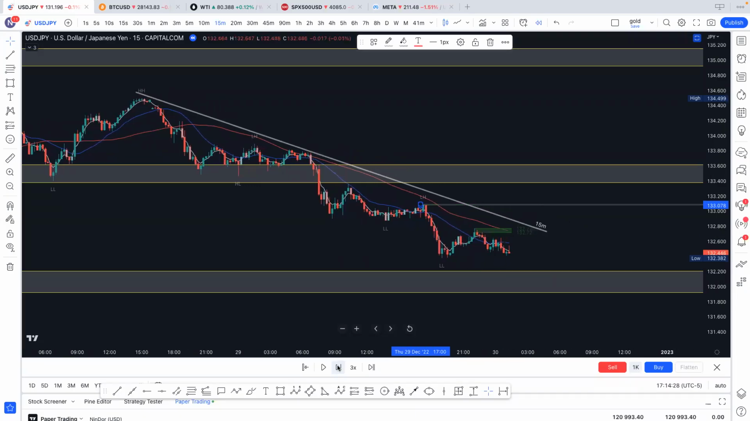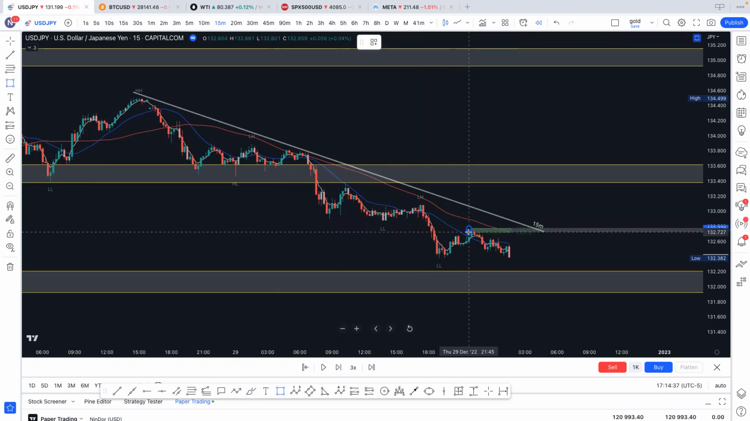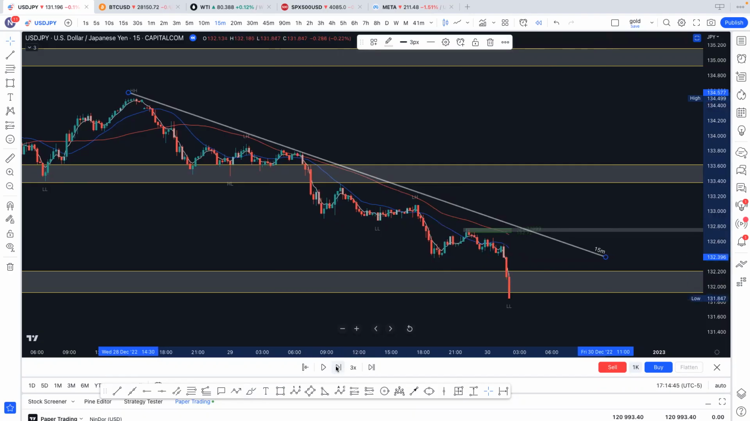Our moving averages haven't crossed. New impetus level has printed. And I want to extend my trend line some more for my visual purposes. All right, and let's continue to play.